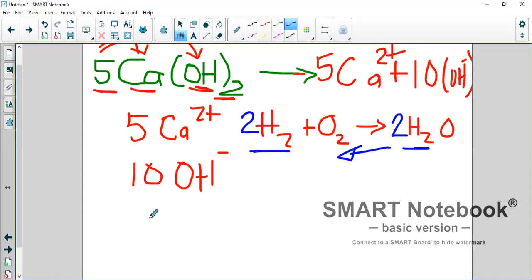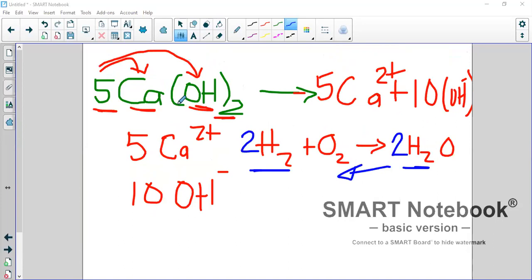So if I don't do that, and I just say 2, 2, 2, or 1, 1 to balance that, then my atoms won't be balanced. My atoms must still be balanced here. If I started with 5, I must still have 5 Ca. If I started with 10 OHs, I must still have 10 OHs here to balance the atoms or the ions on either side. Clear?